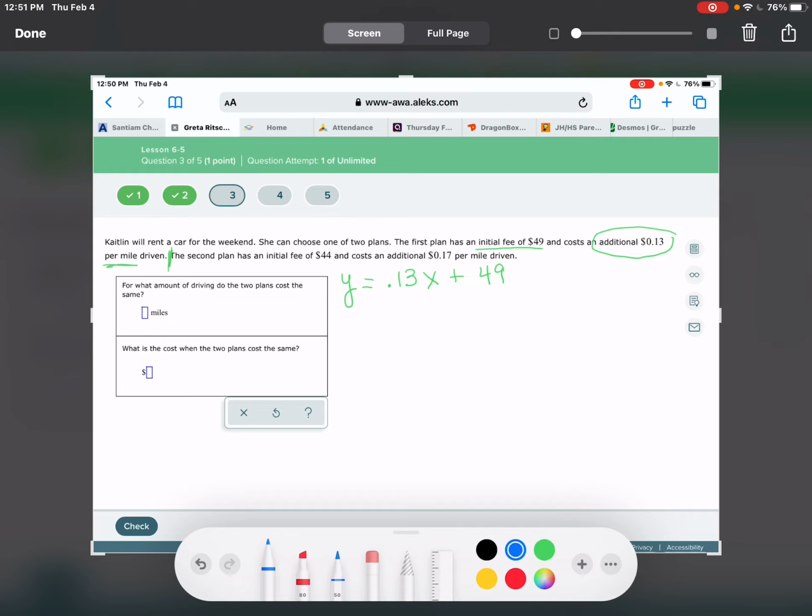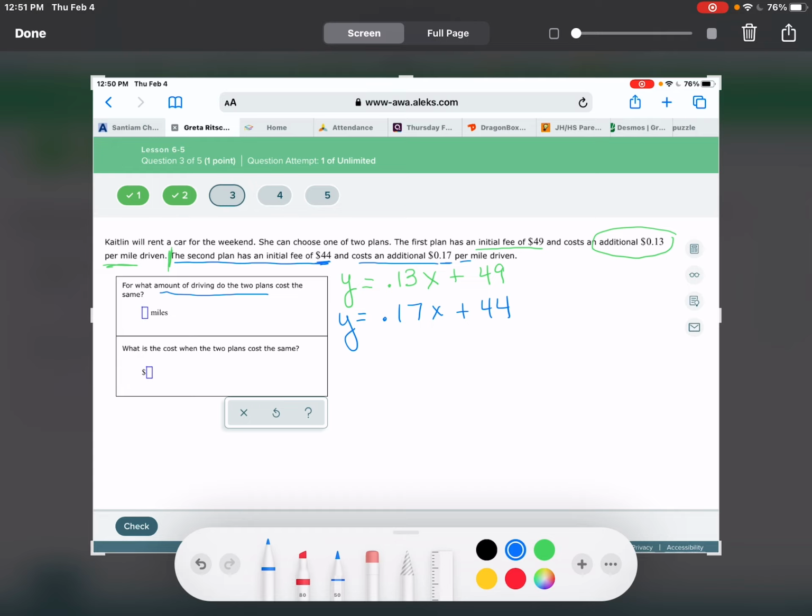All right, second situation. The second plan has an initial fee of 44. There's my y-intercept. Costs an additional 0.17 per mile. There's my rate. y equals 0.17x plus 44. So I have two lines happening on the graph, and I want to know for what amount of driving time do they cost the same. That's where my lines intersect.